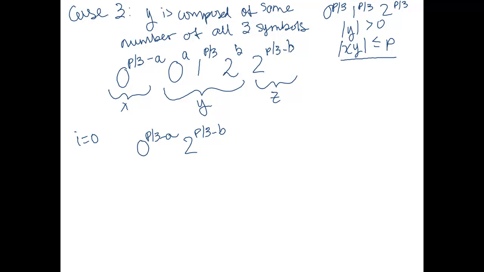Well, what if a is equal to p divided by 3 is equal to b? Okay? We did say y could be the entire string. It doesn't violate any conditions for y to be the entire string. If y is the entire string, then a is p divided by 3 and b is p divided by 3. Okay? If that's true, what actually is this? This is 0 to the 0, 1 to the 0, 2 to the 0. And why is that a problem?